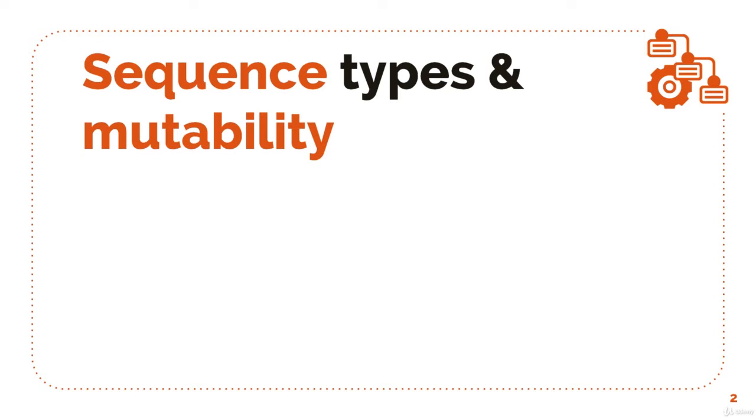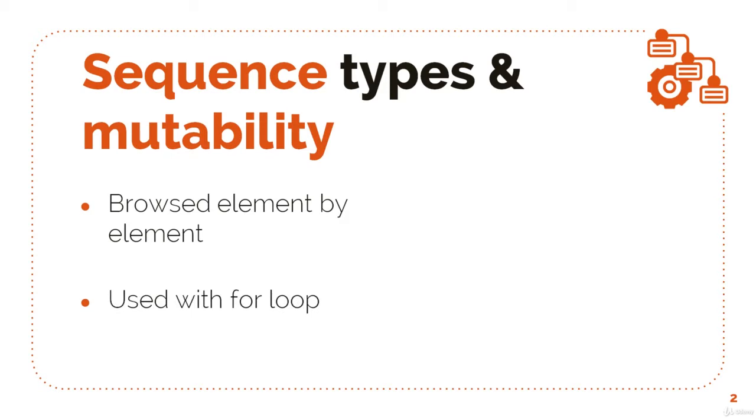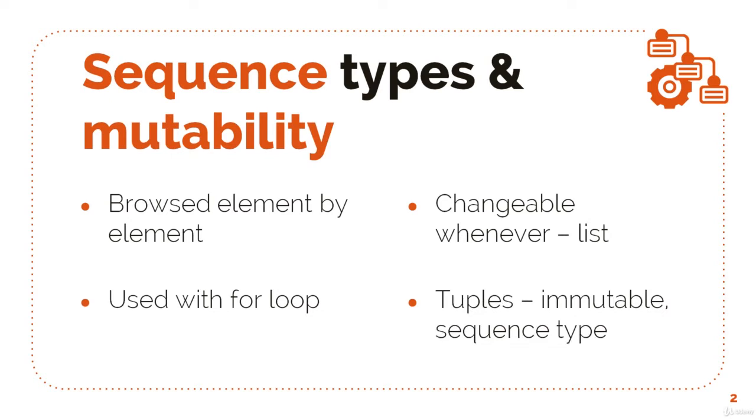We briefly touched upon sequence type when speaking about membership operators. Sequence type is a type of data that can be looked at element by element. In other words, it can be used with the for loop. And mutability is the ability for the data to be changed upon running the program, like we do with lists, where we can add things when running the program. Tuples, on the other hand, are immutable, meaning they can't be changed, but they are still a sequence type.